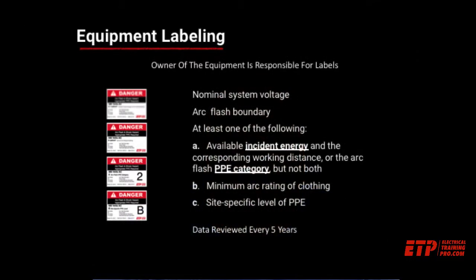Now, what has to be on that label? Obviously, nominal voltage has to be on there. The arc flash boundary has to be on there. And at least one of the following, and this is where it gets a little more complicated. A is available incident energy and the corresponding work distance, or the arc flash PPE category, but not both. So you can have incident energy or the PPE category, but not both. And that's where a lot of people stumble.